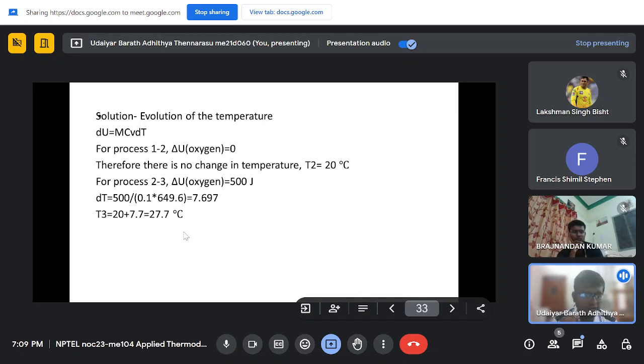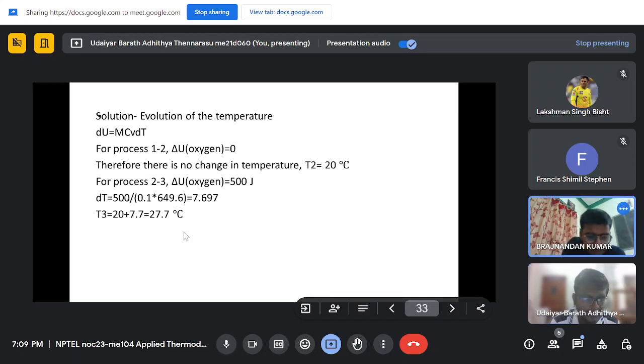So you'll get a 7.697 degree rise in temperature. So at the end of process 3, when the process has come to a stop, the temperature of the oxygen would have been 27.7 degrees Celsius. So that's what is happening. Is it clear till here?